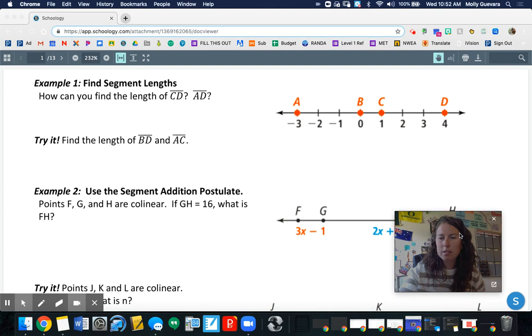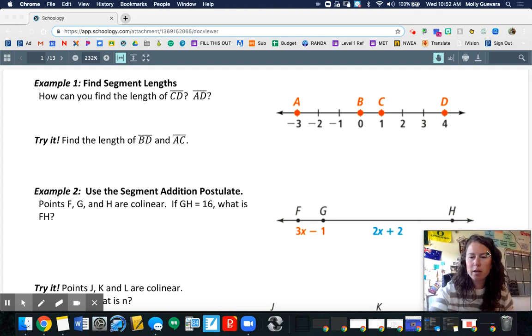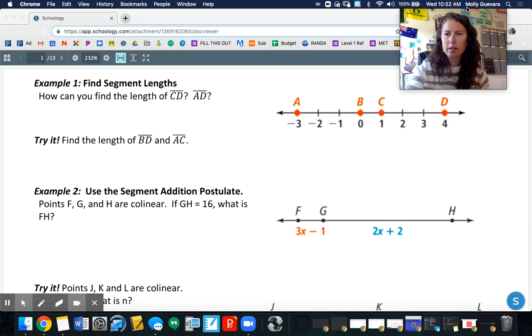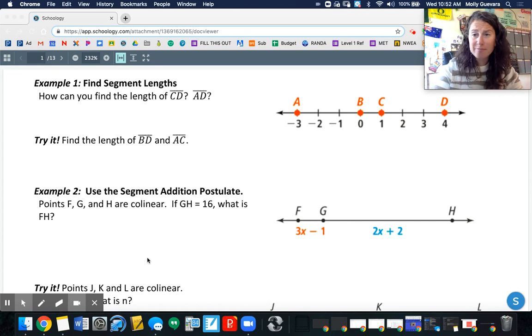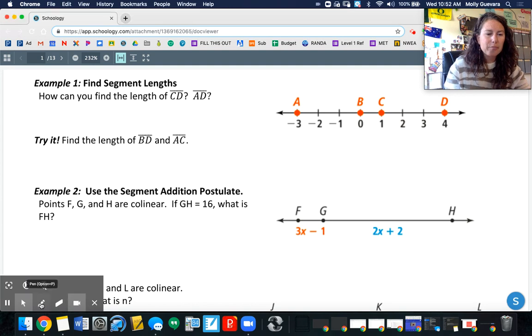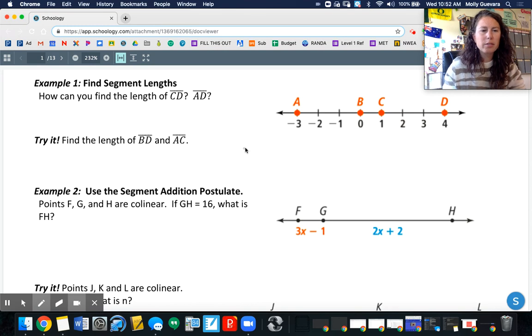So this is, I wonder if I can move my video so you can see better. Okay, so hopefully that's better, a little bit more out of the way. So we're gonna go ahead and just jump right in with example 1 in our packet. So I've kind of been using this blue color, so we'll stick with that.